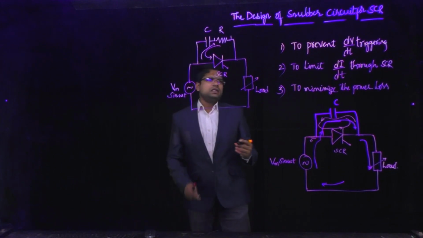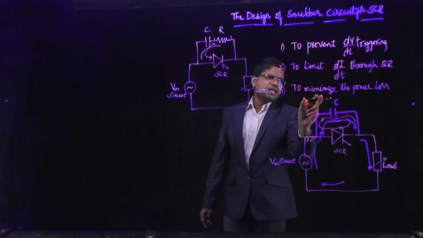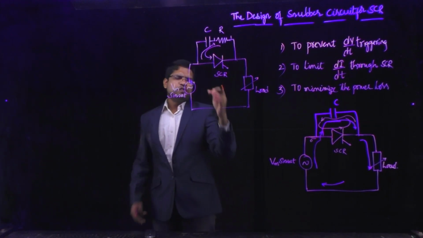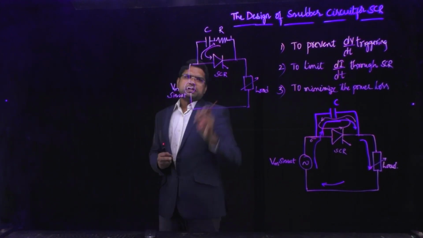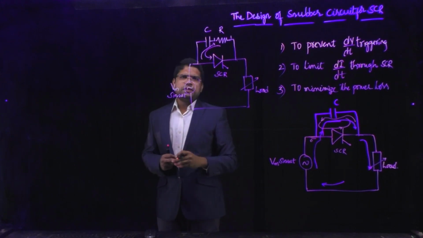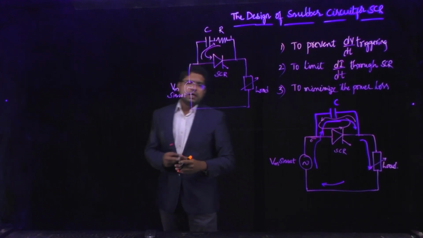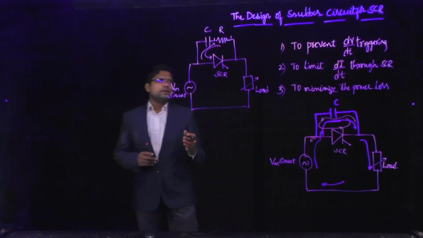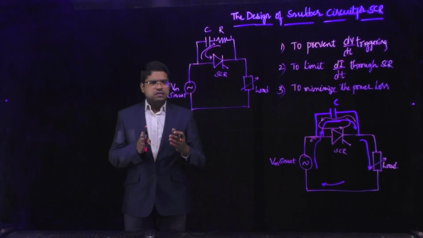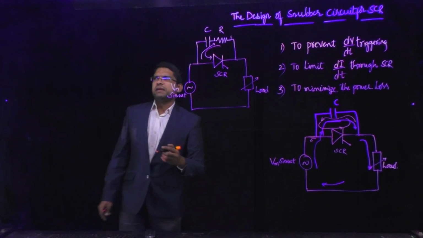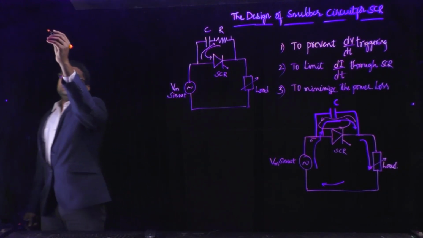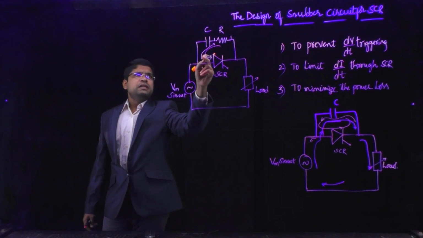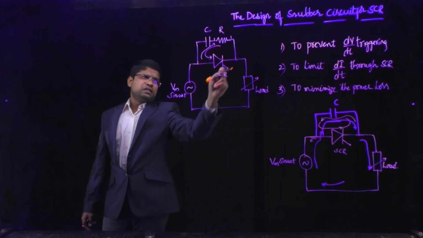Now let us see how to understand the minimization of power loss of this switch. When the switch is getting turned on and turned off, during the switching operation there are certain power losses. In order to understand this, I would like to draw waveforms in which we can see how the power losses are minimized. Here there is a voltage across the thyristor and there is the current flowing through the thyristor.